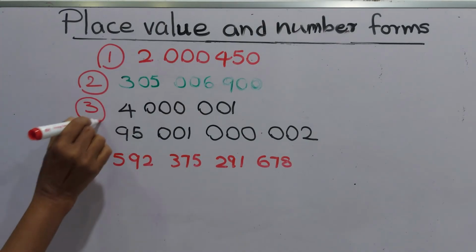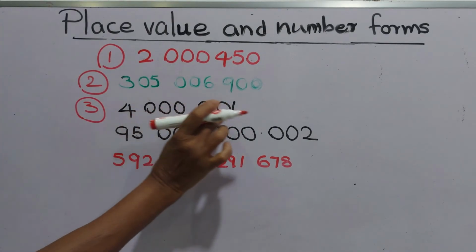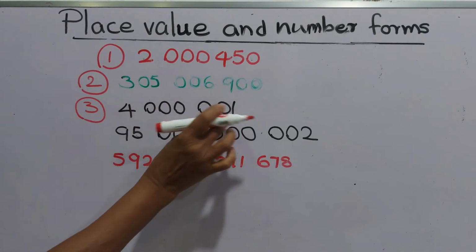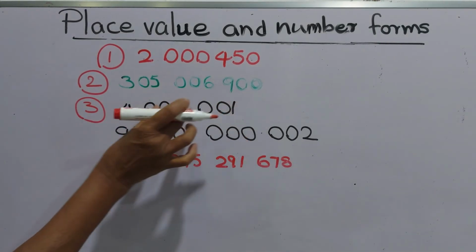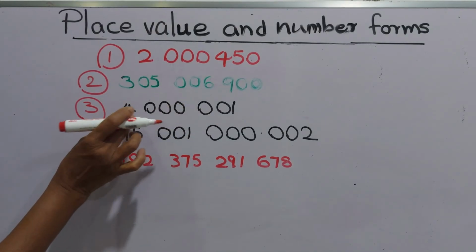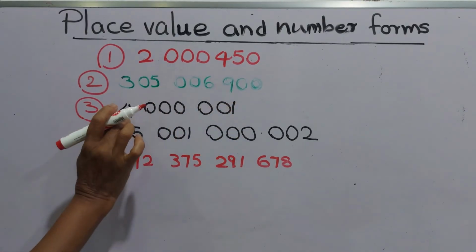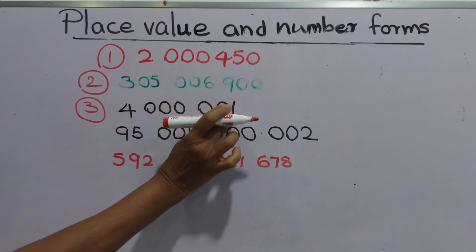We'll move to the third one. 1, 2, 3, 4, 5, 6, 7. There are 7 digits. This is in standard form. This is the unit zone. This is the thousand zone. This is the millions zone. Then, 4 million and 1. This is the way, 4 million and 1.